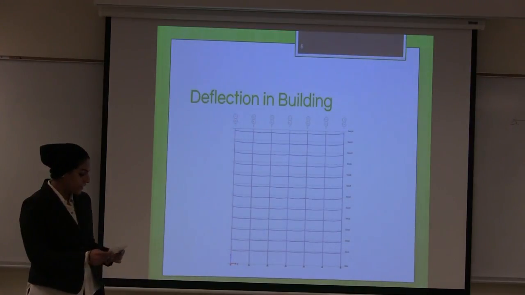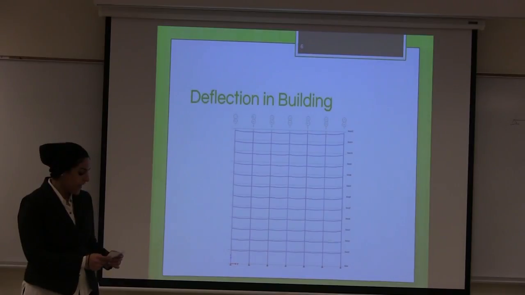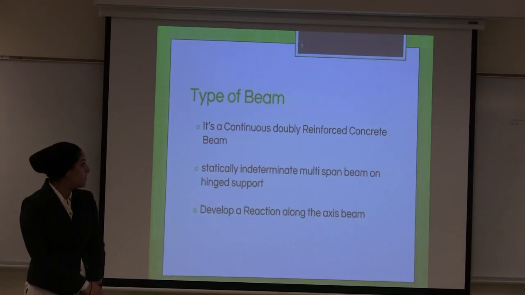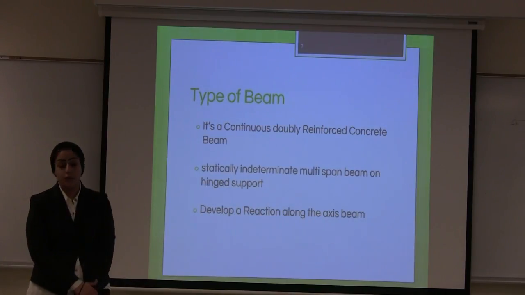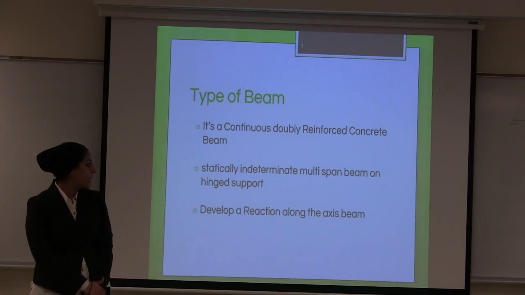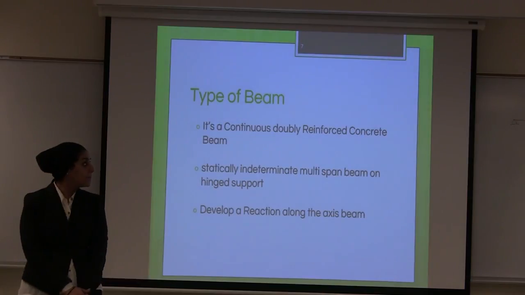Here we have the deflection of our beams. After the loads have been applied in the program ETABS, we have a typical moment of 12 in the first 5 floors. The typical beam is a continuous doubly reinforced concrete beam, statically indeterminate, multi-span, with hinge support, and the relative reaction on the axis beam.